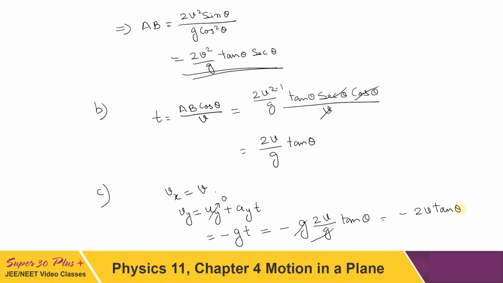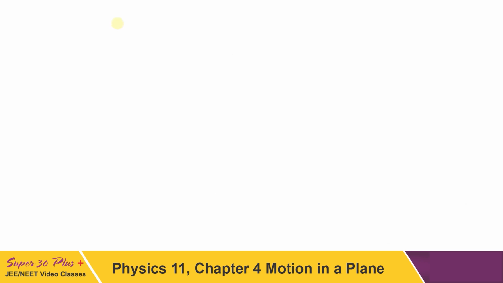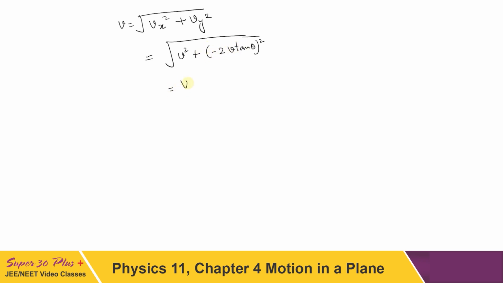On summarizing, we can say that velocity after time t will be, v can be written as square root of vx square plus vy square. So simply square the values we got above: v square plus square of minus 2v tan theta, which gives, with v square being taken common, square root of 1 plus 4 tan square theta. This is the value of velocity that will be after time t.